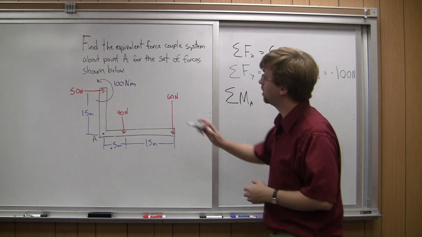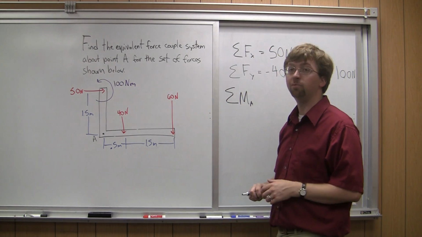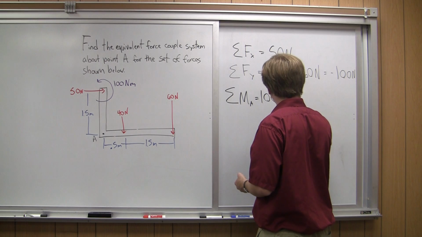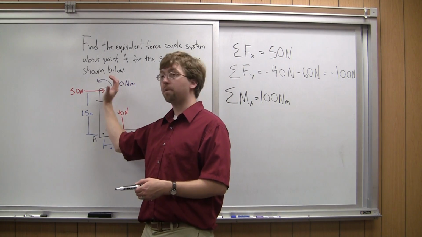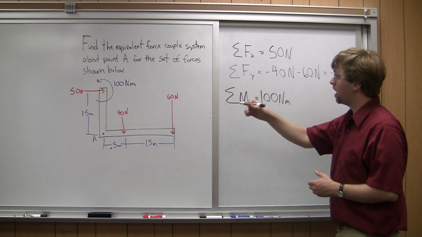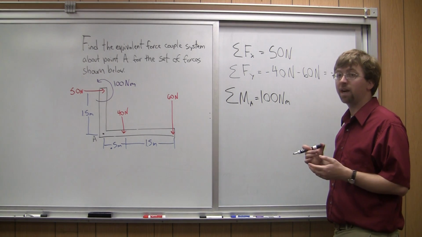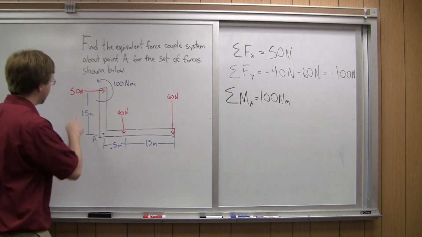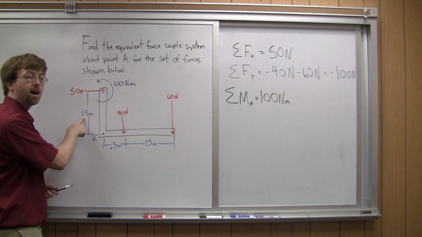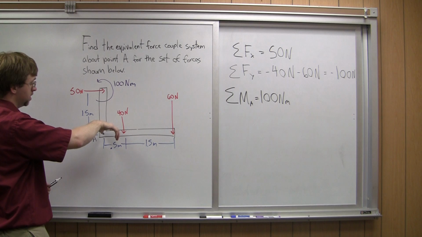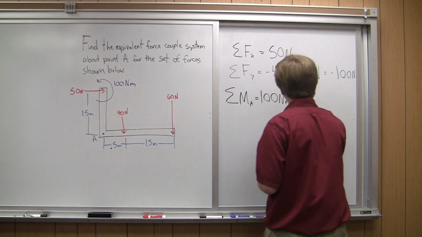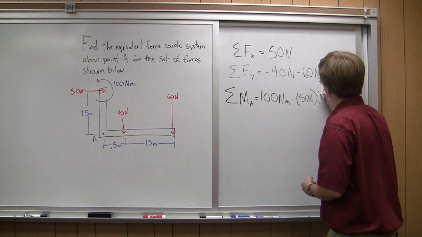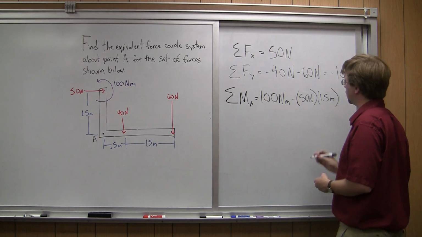So first thing I can do is just add in this 100 Newton meter moment directly. So I've got 100 Newton meters. Double check the direction. It's going to be positive with my right hand rule. So now I need to add in the moment exerted by each of these forces. The 50 Newton force is what I'm going to start with. It's going to be 50 newtons times a distance of 1.5 meters. That's a negative moment. So minus 50 newtons times 1.5 meters.